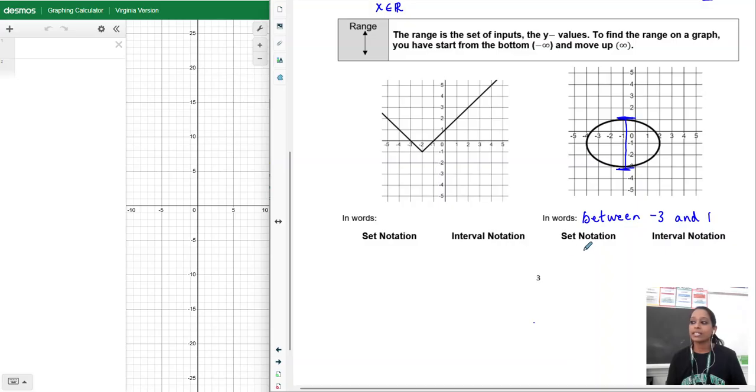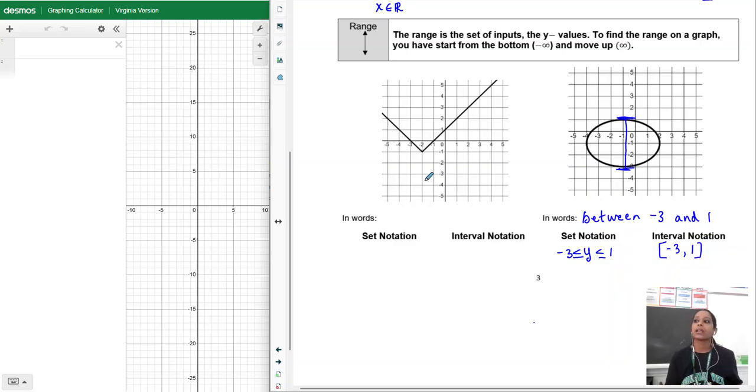In set notation, we're going to say y. We use y because range is on the y-axis, the y values, right? y is between -3 and 1. And we're going to close them because it's actually touching it at -3 and touching it at +1. And then if we're writing it in interval notation, we give the two numbers, from -3 to 1, and we use closed brackets because it actually includes them.